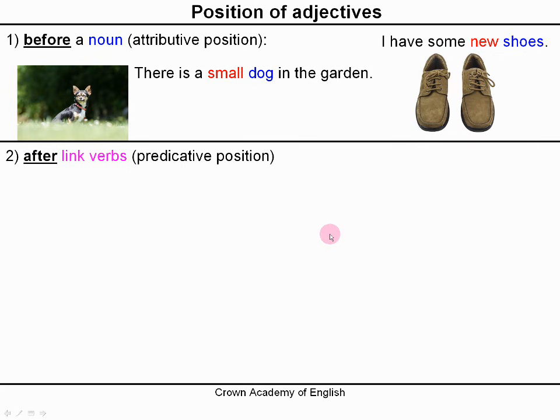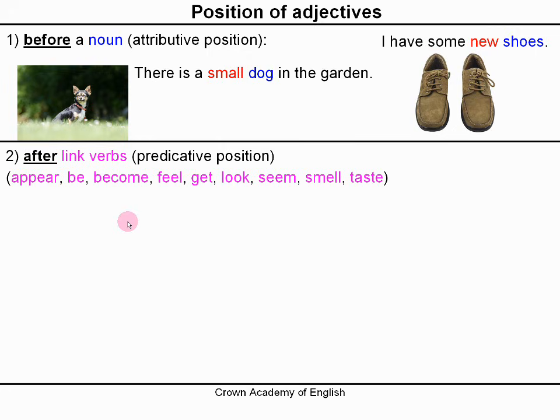And the second main position of adjectives is after link verbs. So after a link verb. And we call this position the predicative position. So what are link verbs? Well, here are the most common link verbs: appear, be, become, feel, get, look, seem, smell, taste.